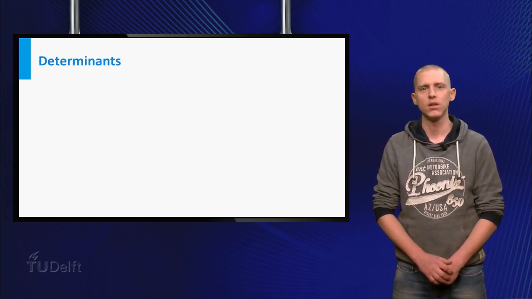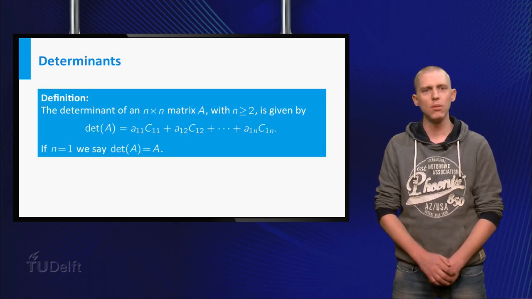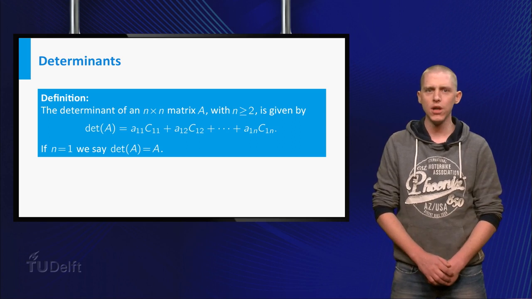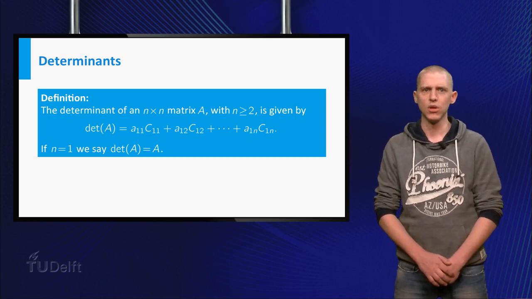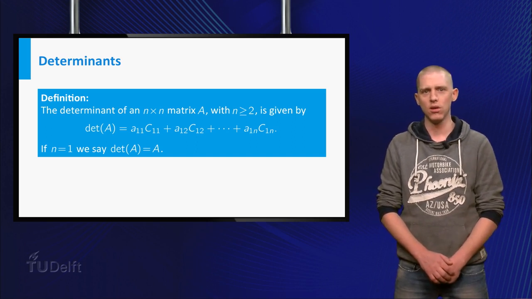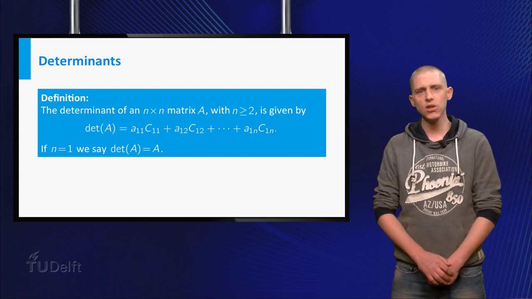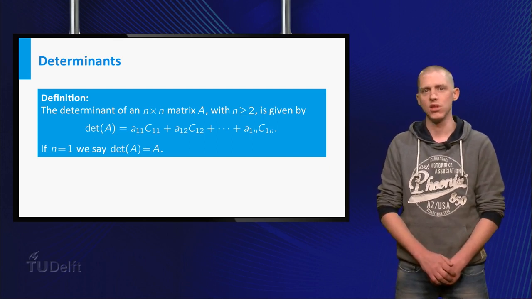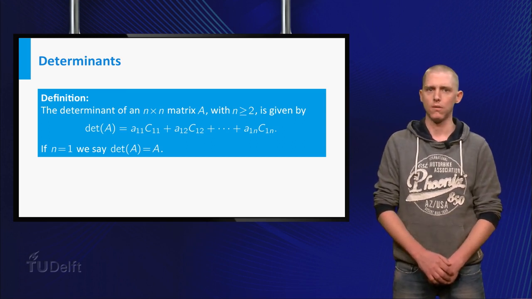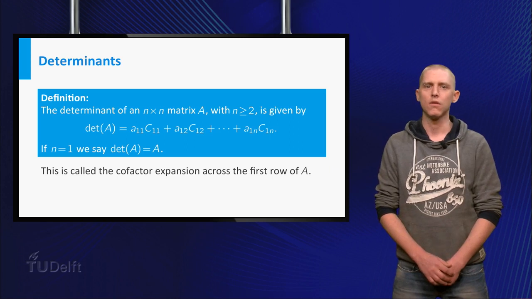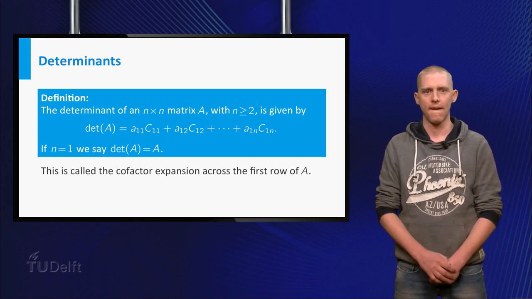Now you are ready to find the determinant of an n by n matrix. The determinant of an n by n matrix A with n greater than or equal to 2 is given by the recursive formula: the determinant of A equals a11 times C11 plus a12 times C12 and so on until a1n times C1n. The determinant of a single value is the value itself. We call this way of calculating the cofactor expansion across the first row of A.